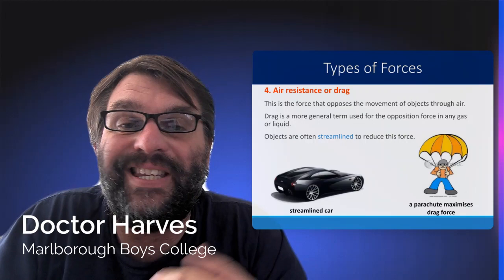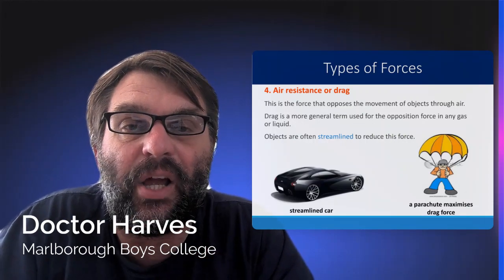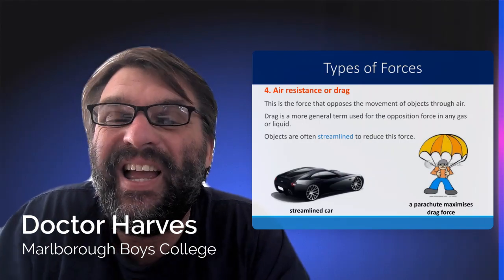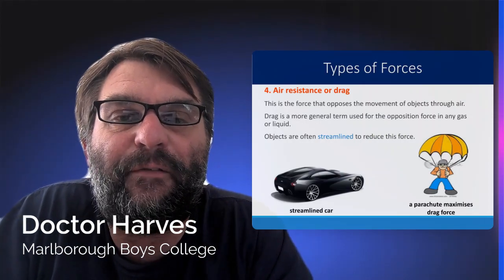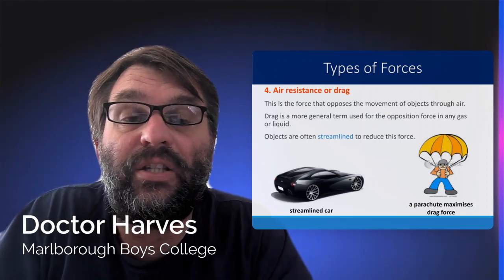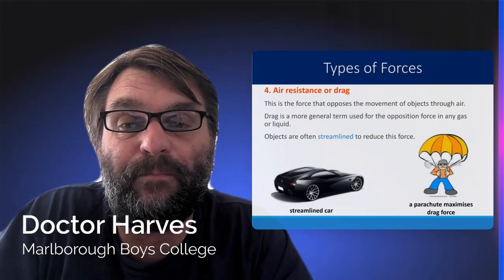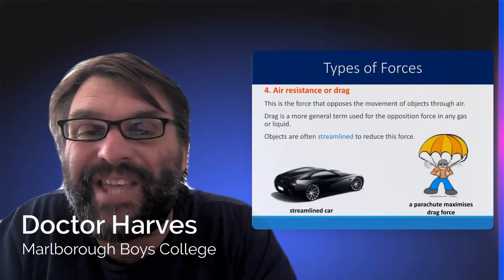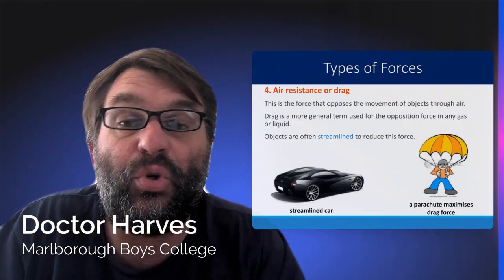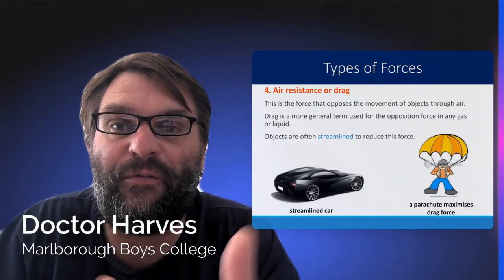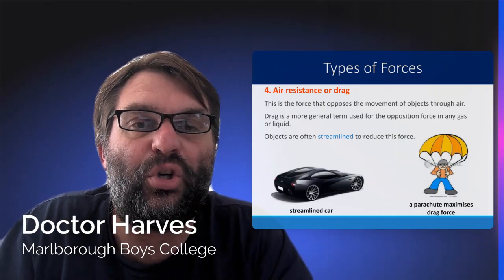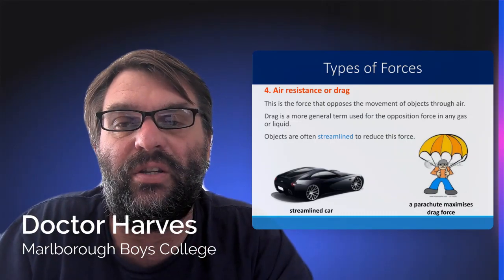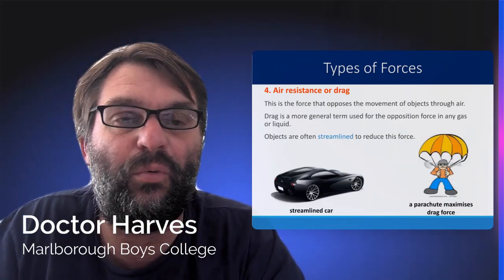The next type of force is air resistance or drag. This is the force that opposes movement, just like friction. I guess it's like friction in a fluid. And when I say fluid, it's either a liquid or a gas. So cars, for example, or planes can be streamlined or smoothed out, and that's to reduce this force so they go faster. Whereas with a parachute, it's increasing its surface area because you want to increase the air resistance so you don't fall to your death if you fall out of a plane.